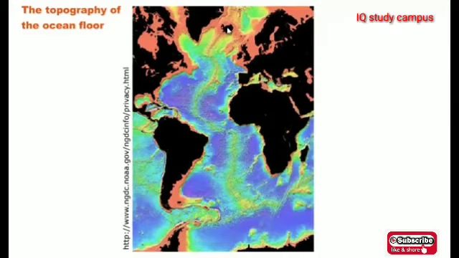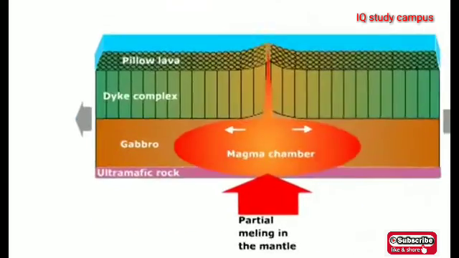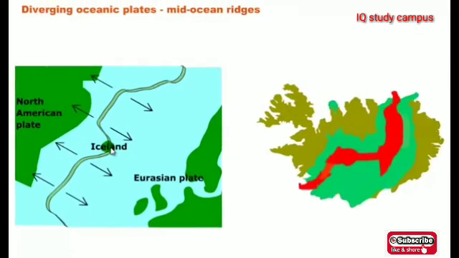There's one section on the Earth where a portion of the mid-ocean ridge is actually no longer underwater, and that's Iceland right here. And Iceland is actually very volcanic. So if we take a look at these diverging plates, we'll see right here where Iceland is, right on the plate boundary.